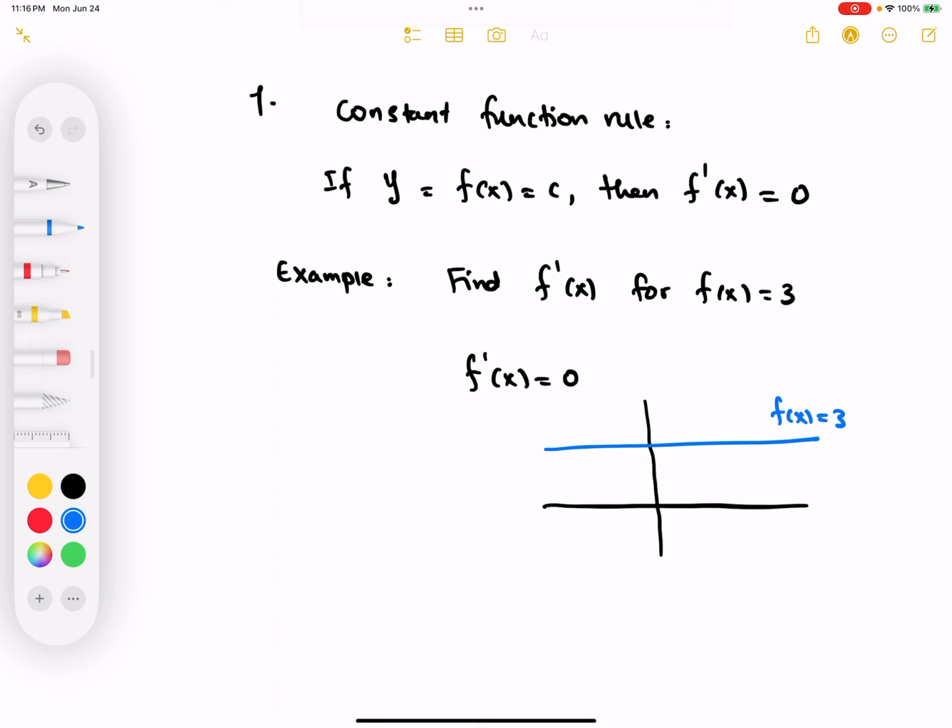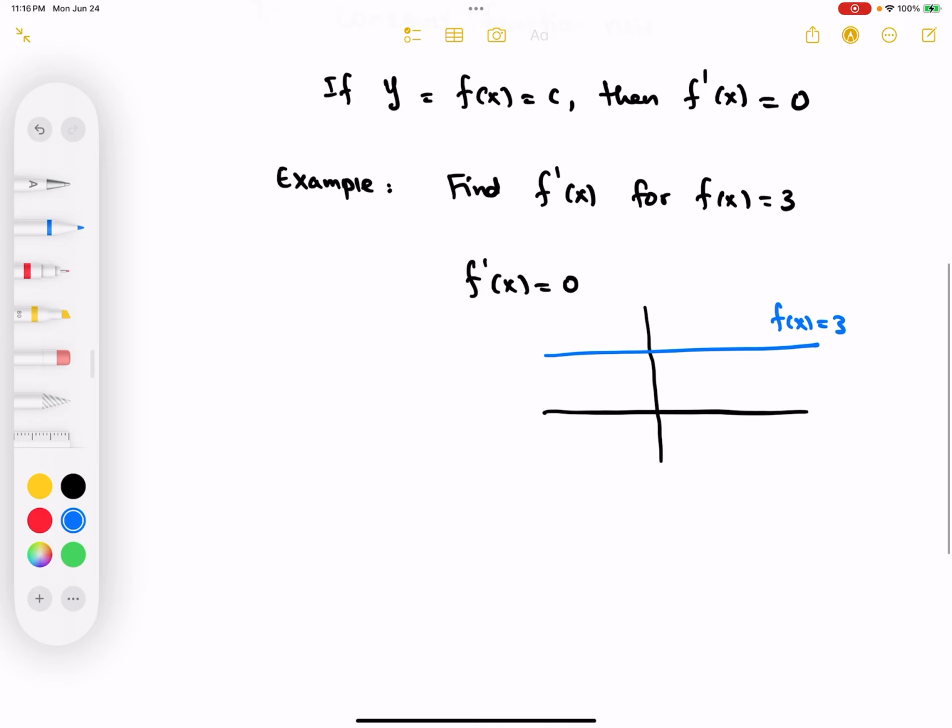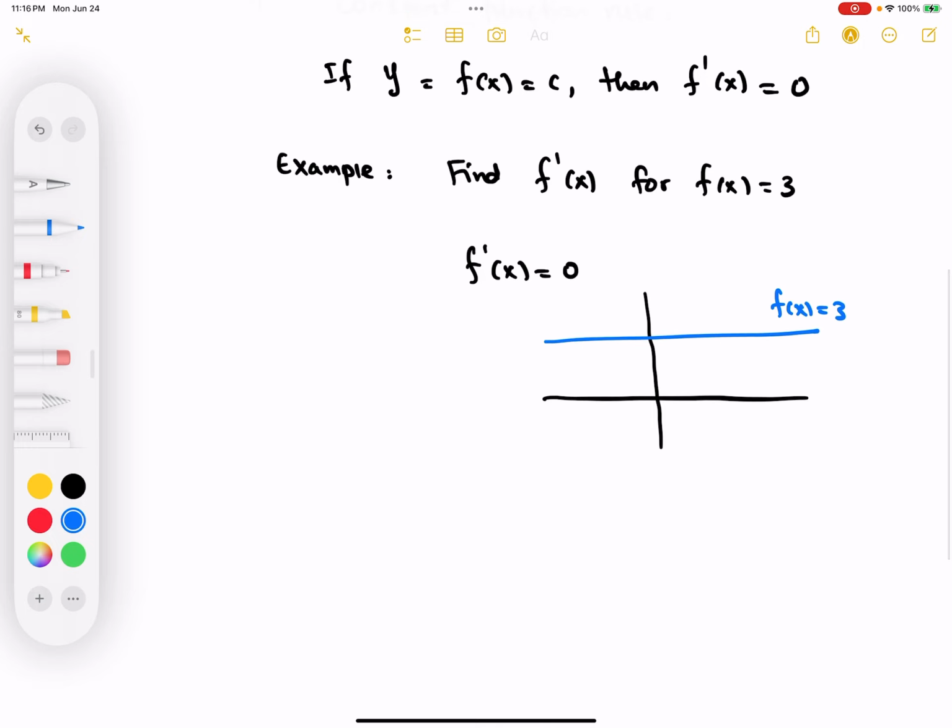Remember, the slope of a horizontal line is always 0. Derivative generally represents the slope. So the derivative of a constant function is always 0, or the slope of a horizontal line is always 0. For example, let's add more examples.